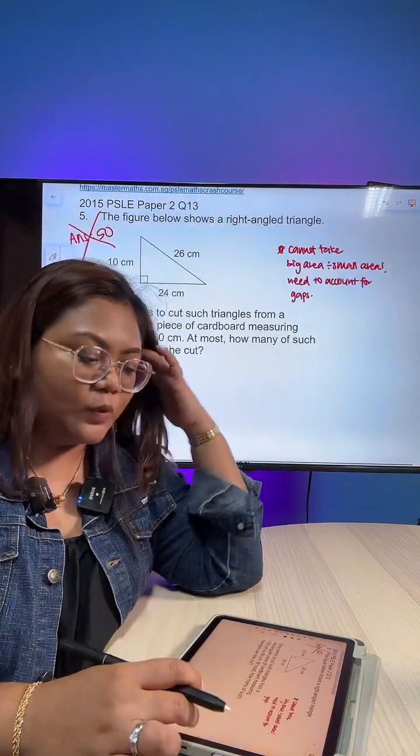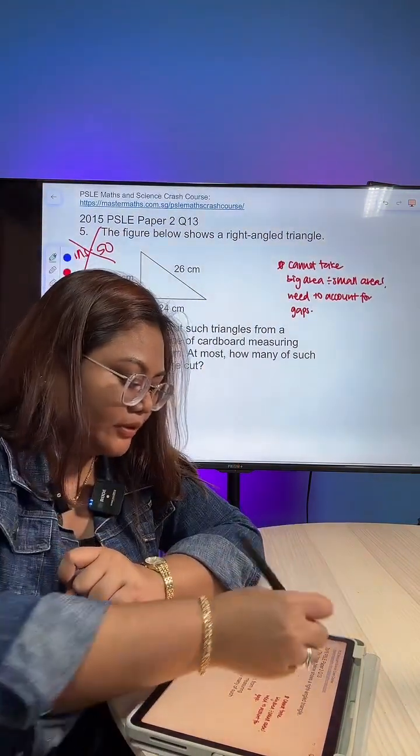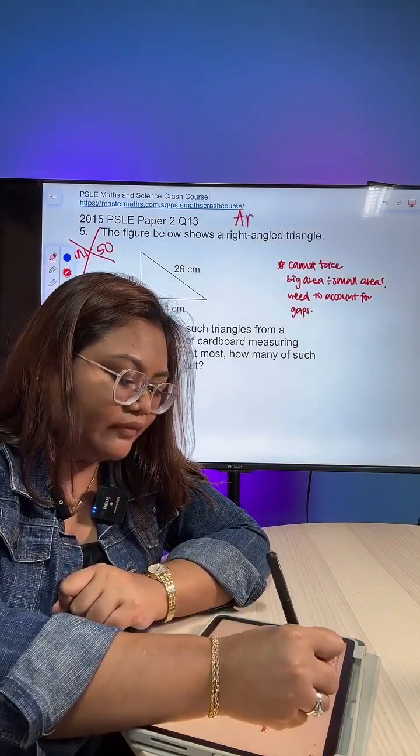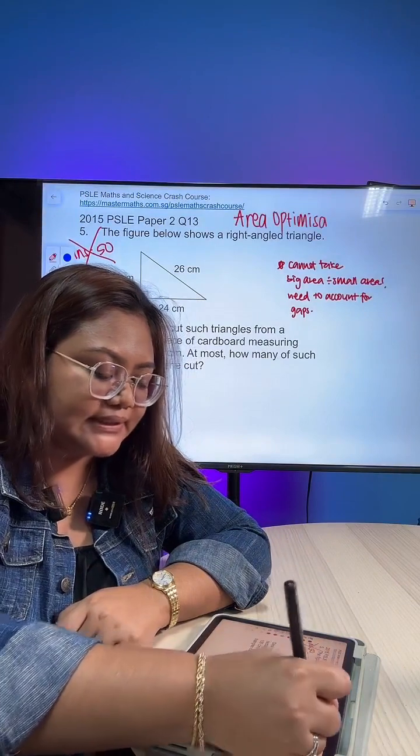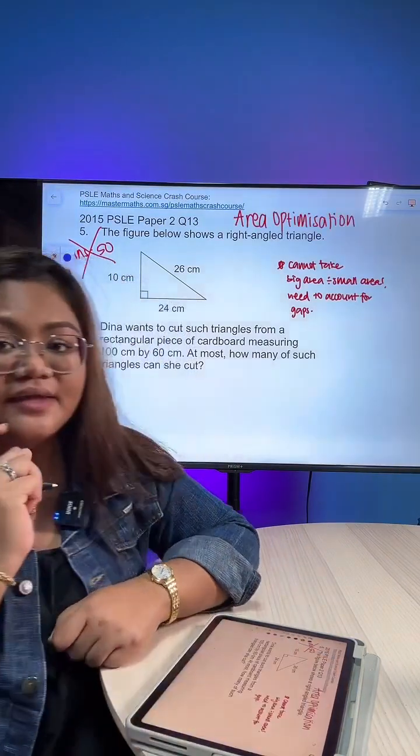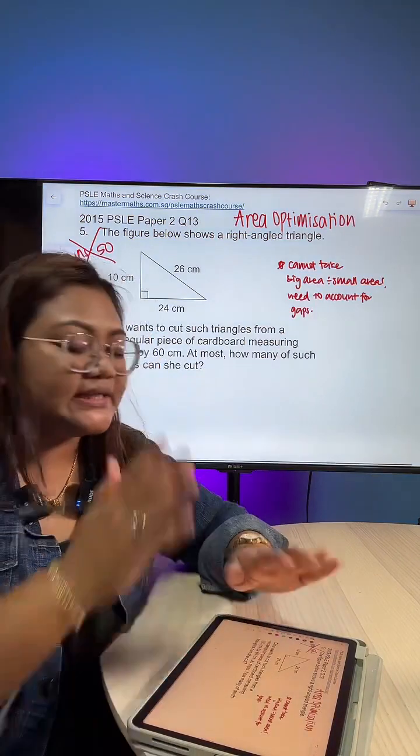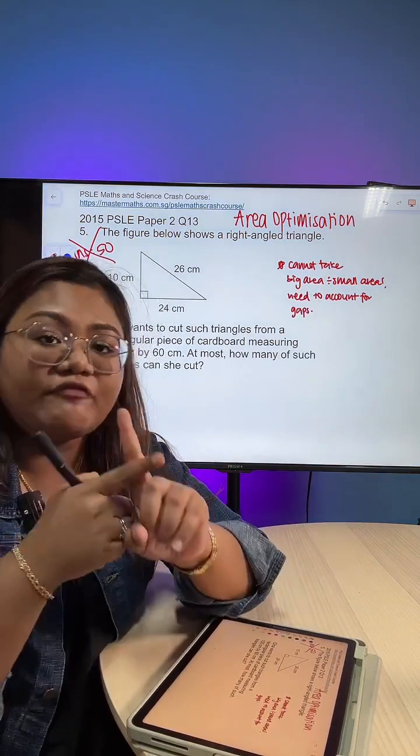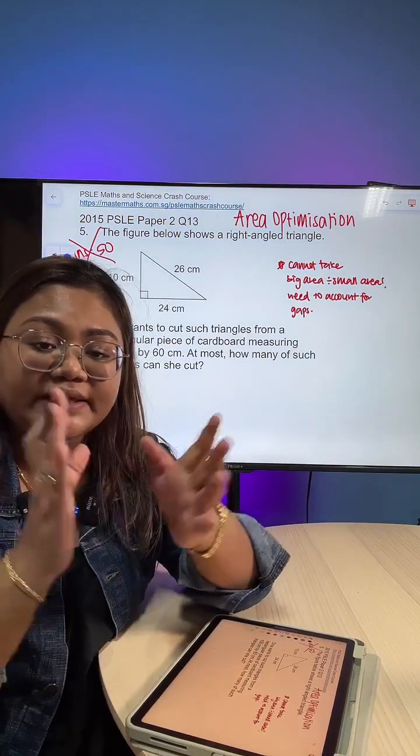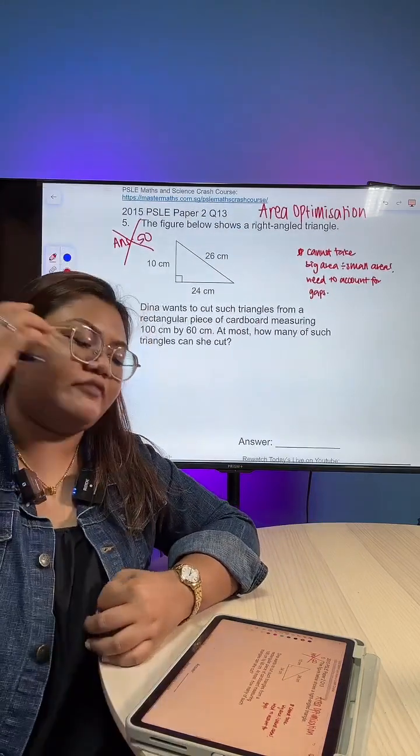So once again, this is area optimization. I am trying to optimize as much as I can from the big piece of paper. So please don't ever take big area divide small area. That is a no-go. Even for volume, if I have solids, I cannot have big volume divide small volume. So the answer cannot be 50.